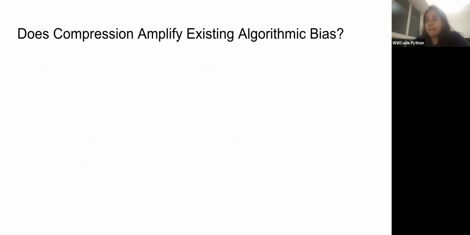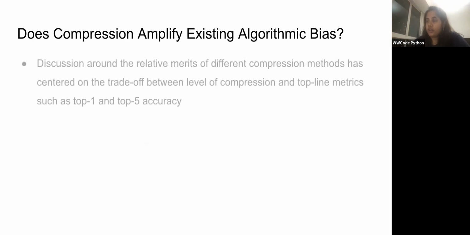Does compression amplify bias? Compression here means we are reducing the model size. Does it amplify the sort of bias that exists in algorithms? So the discussion is basically around the relative merits of different compression methods, which are centered around the trade-off between the level of compression and the top line metrics like top 1 and top 5 accuracy.